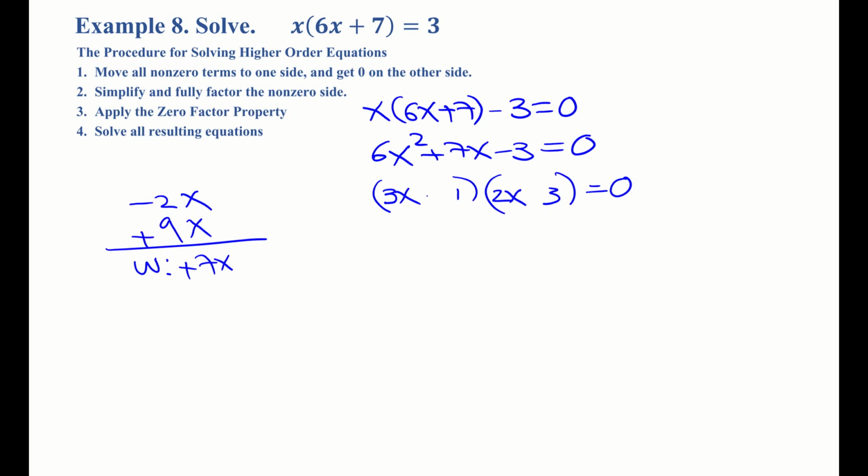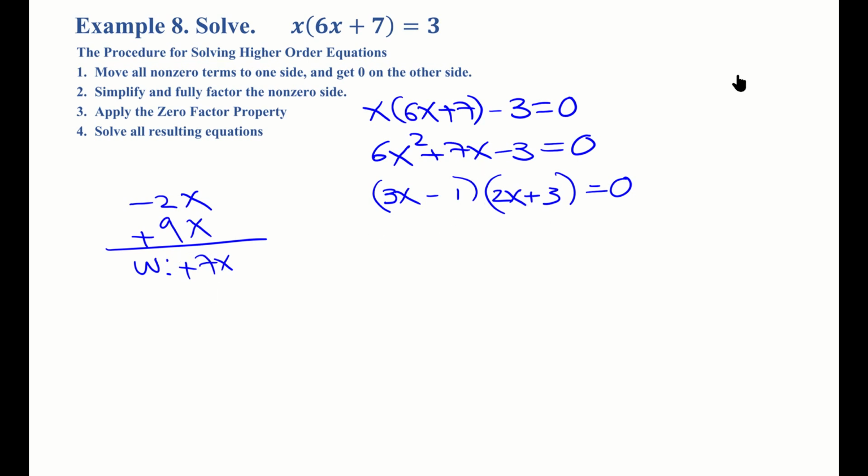So that means a negative here and a positive here. Quick 3-step check. First times first is first. Last times last is last. Inner product is negative 2x. Outer product is positive 9x. They add up to positive 7x.